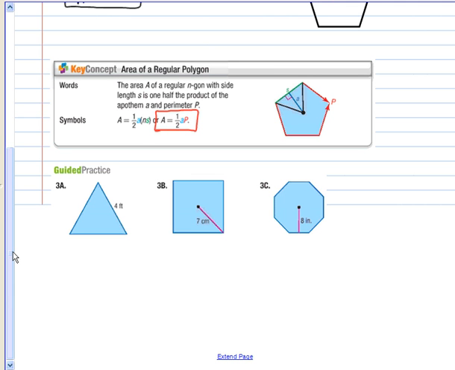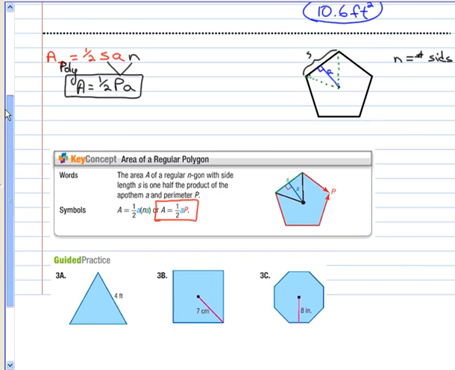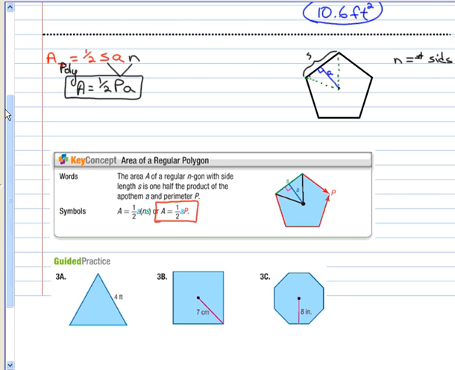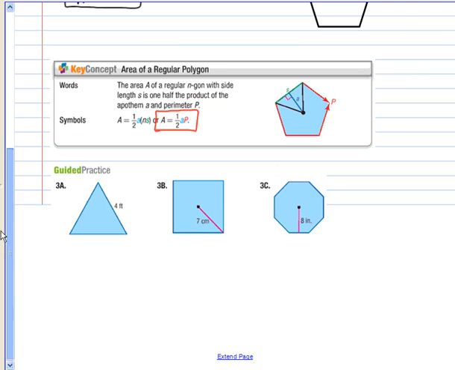Ta-da! I don't know if you're keeping notes of area formulas for this chapter, but this would definitely be one that probably is new to you. 1/2 apothem times perimeter. Any regular polygon. Notice I didn't use any numbers up here. It was a pentagon, but I didn't need to use 5. I just said N, number of sides. So it could work for a decagon, a dodecagon, a square, whatever regular polygon. Now remember, this has to be a regular polygon. Otherwise, we don't have these radii and apothems and things like that.